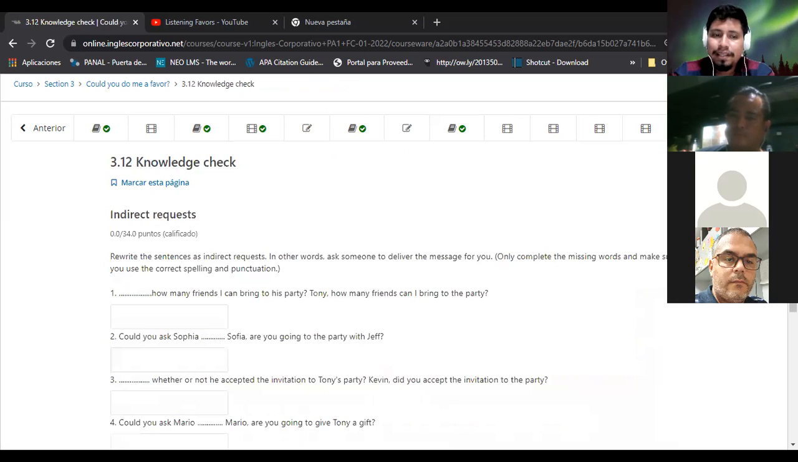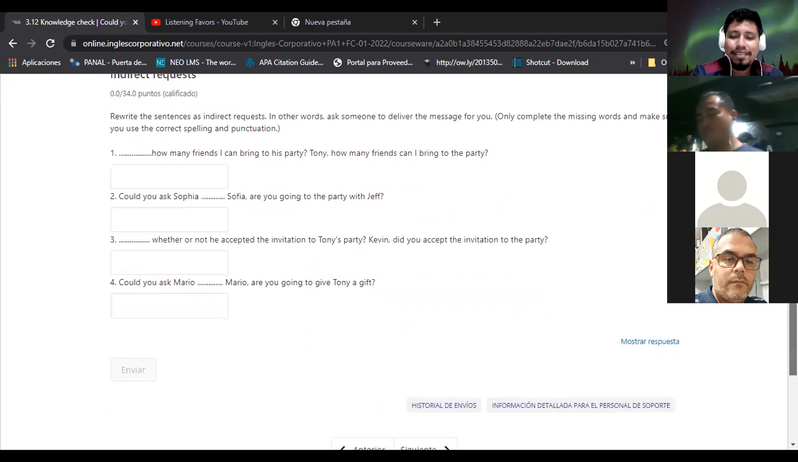Terminado eso, completamos el ejercicio 3.12, que dice ahí, knowledge check. In the title of it, it says indirect request. The instruction says to write a sentence as indirect request. In other words, ask someone to deliver the message for you. Only complete the missing words and make sure you use the correct spelling and punctuation. So we already did this activity. I think you don't have anything to do with this because we already developed. Okay.